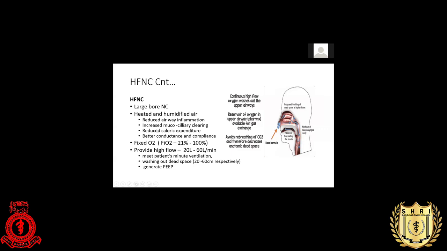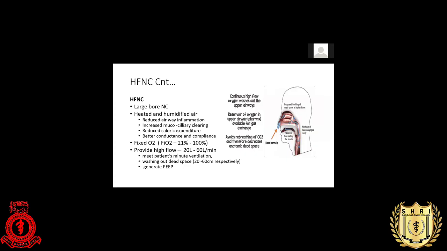Also with this machine, you can give a fixed FiO2. You can start with 21 and go up to 100. And the advantage is that we can give high flow. In a normal setup, the maximum we can send is 15 liters per minute. But here we can start with 20 liters and go up to 60 liters per minute. That will match the patient's ventilation demand, because when the patient is in respiratory distress, he will take more inspiratory flow. So by giving a high flow, you can match it, and because of that, you can meet the patient's minute ventilation. And it also washes out the patient's dead space.